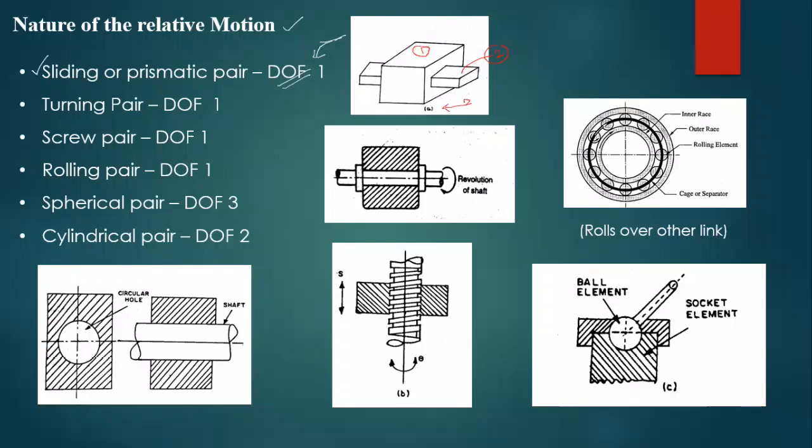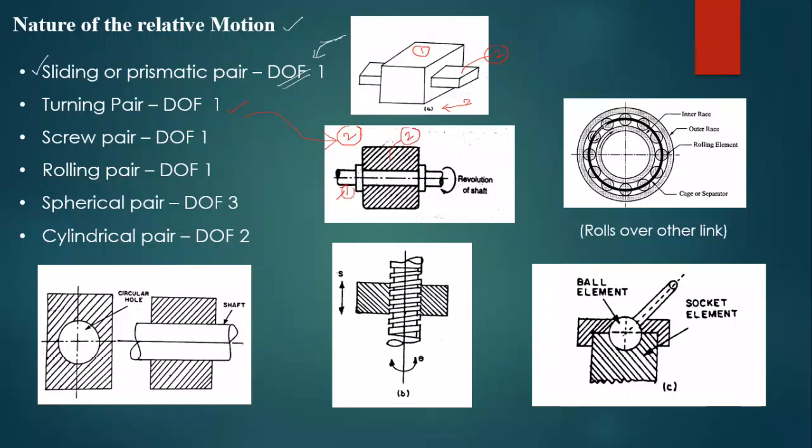The second one is the turning pair, shown in the second picture. When two elements are connected such that one element revolves around the other, it forms a turning pair. Here there are two links: the shaft with a collar arrangement, which is attached with the bearing. This is the bearing, link 2 and link 1.